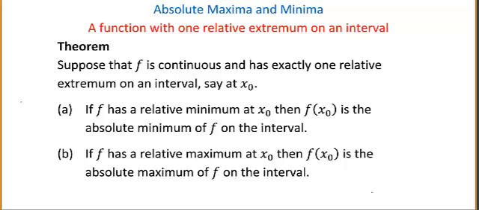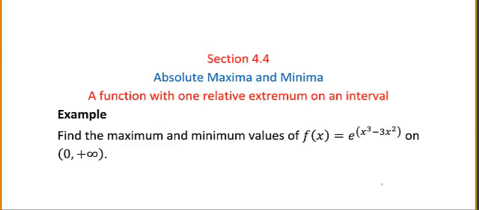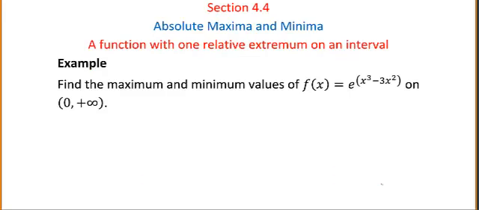Now this one is going to take a little more work because we have to not only find a critical point, but we have to show that it's a relative extremum. So let's consider this function: f of x is equal to e raised to the quantity x cubed minus 3x squared, on the interval from 0 to positive infinity. Notice this interval is not closed and it's not bounded. So the previous theorem said that if there's one relative extremum on that interval, then if it's a relative max, it's a maximum. If it's a relative min, it's a minimum.